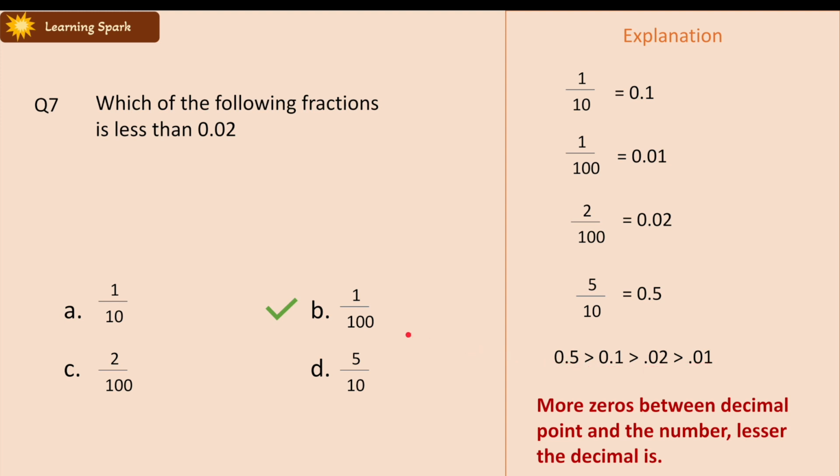Okay, and our question is which fraction is lesser than 0.02. So we can see from here that the only fraction lesser than 0.02 is 0.01, and 0.01 means 1 by 100. So this is 1 by 100. This is our answer.